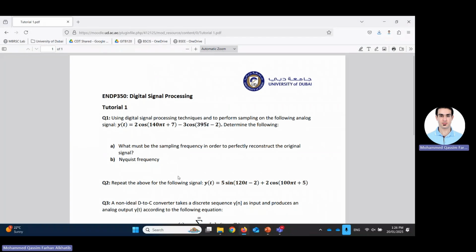So this is the worksheet I promised you to solve. It's already on Moodle. So using digital signal processing DSP techniques to perform sampling of the following analog signal. Determine the following. What must be the sampling frequency in order to perfectly reconstruct the original signal? So basically what we need is to determine the maximum frequency of each one.